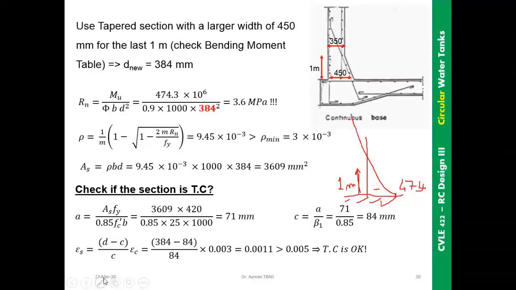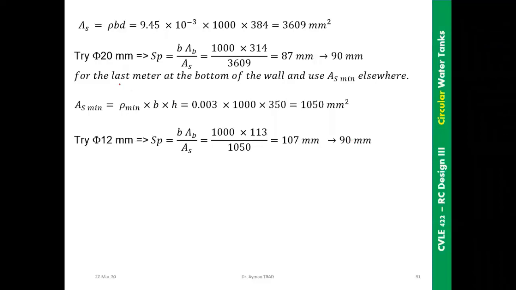And for the inside reinforcement here, in this region the moment stays negative. So we can provide the minimum reinforcement, so we put 520 everywhere. So for the last meter we'll provide 520 each 90 mm, and AS min elsewhere, which is rho min times b h, 1050. For AS min, if we put 512, we get a spacing of 107.